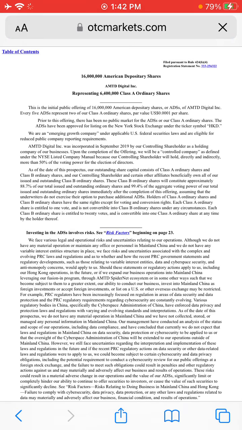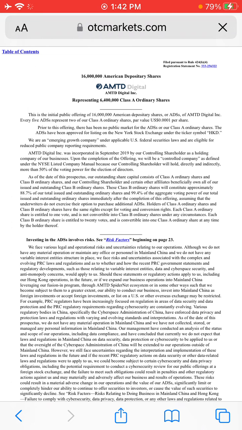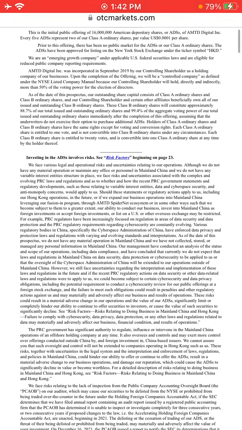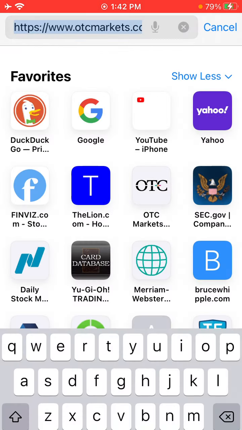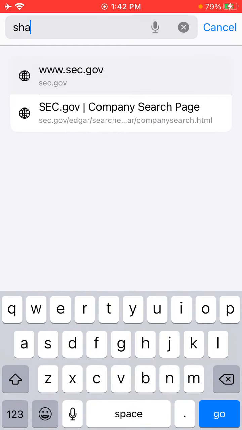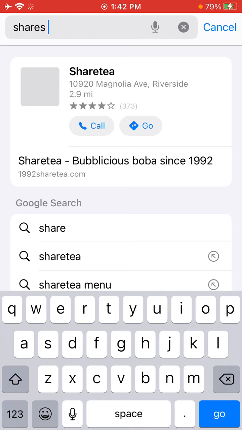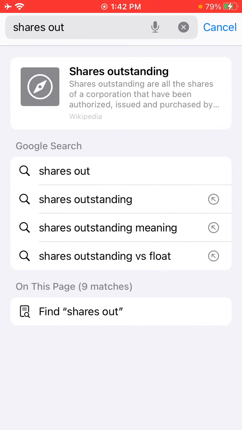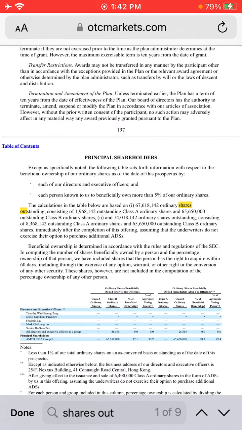And then this talks about the initial public offering. You can see in the first sentence, this is the initial public offering. And so on this document, I'll search for shares outstanding. We got 9 matches.